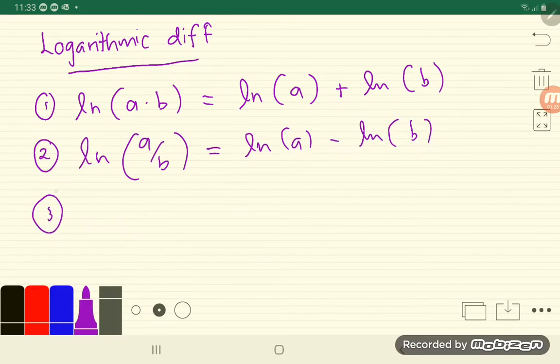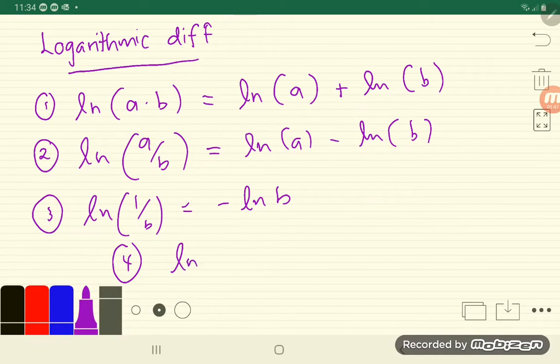Number 3, the third property that we have here is, if you have ln 1 over b, basically we can get it as negative ln b. Okay, I think I already showed you how you get this. Number 4, when you have ln a to the power of a rational number r, you are going to get r ln a. Okay, this is supposed to be r. So this is the formula.